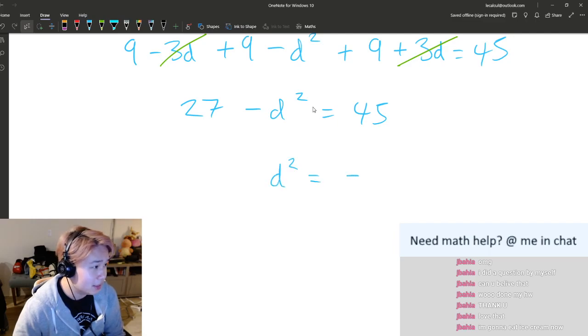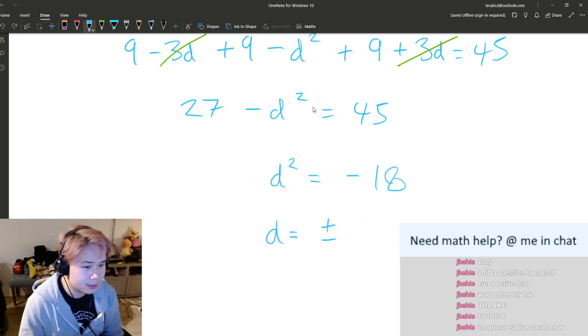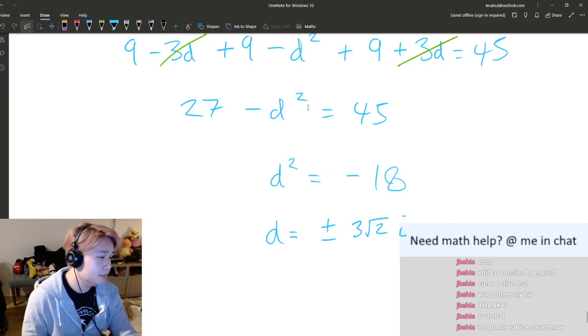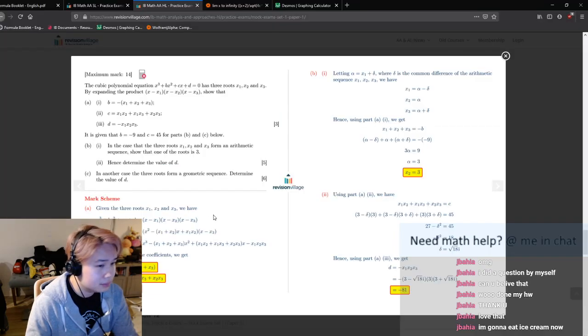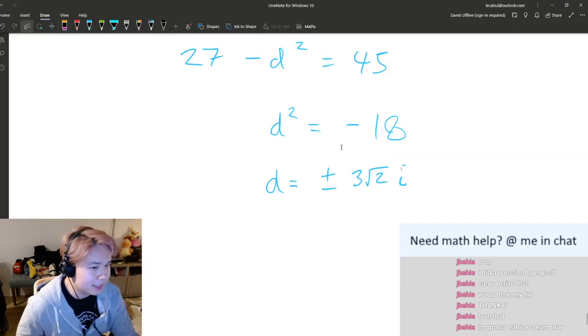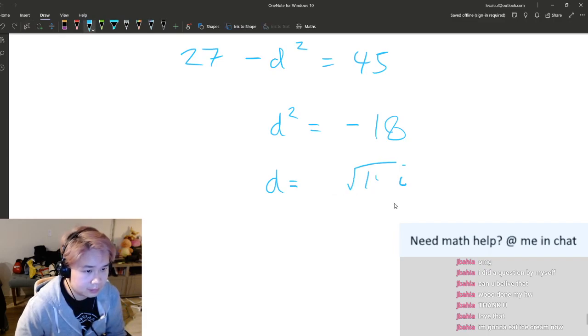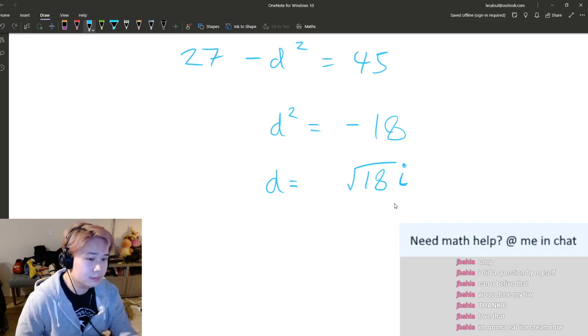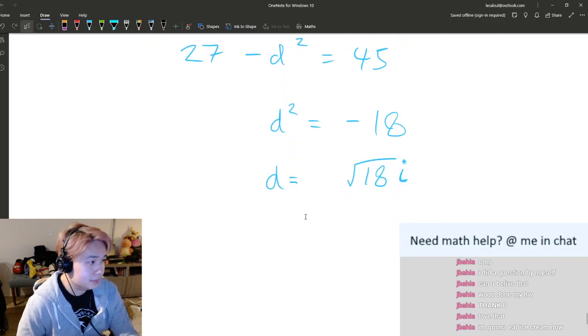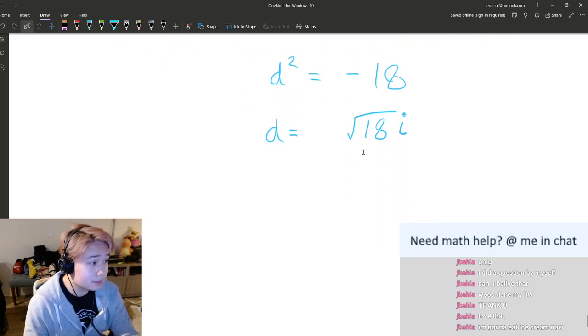So d squared is negative 18. So d is plus or minus 3 root 2 i. Oh, okay, they say root 18 i. Well, there you go. That is the difference.